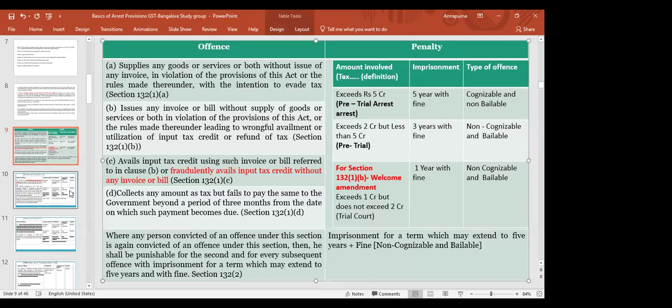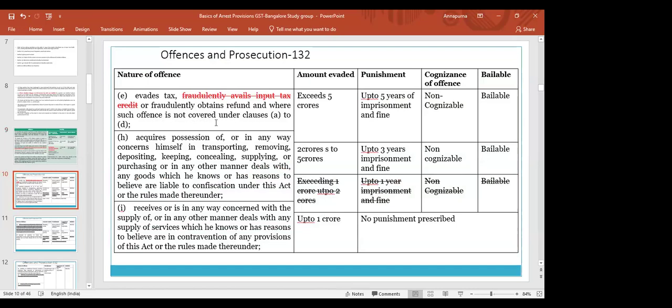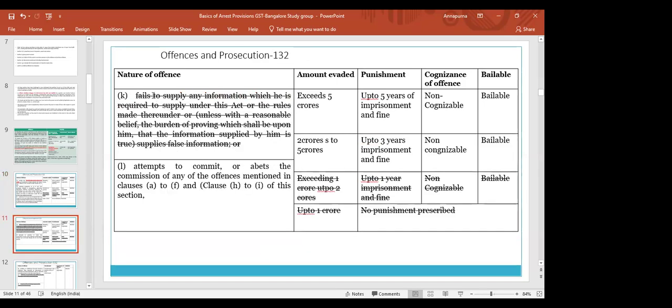The next are certain other offenses pertaining to evading tax, acquiring possession, receiving and so on. Here also it is non-cognizable because it is not covered in A, B, C, D. So it will become bailable and non-cognizable. So that is the range. Then this has been deleted from 2023. This entry has been deleted.